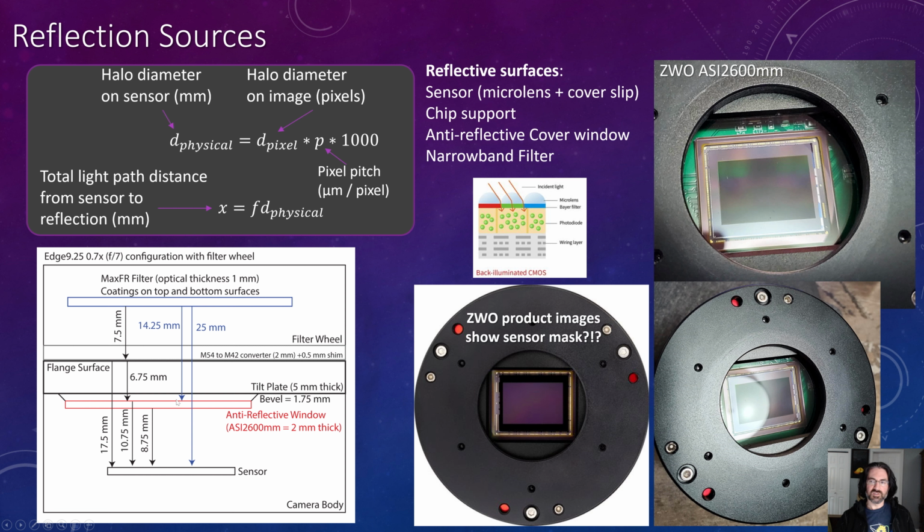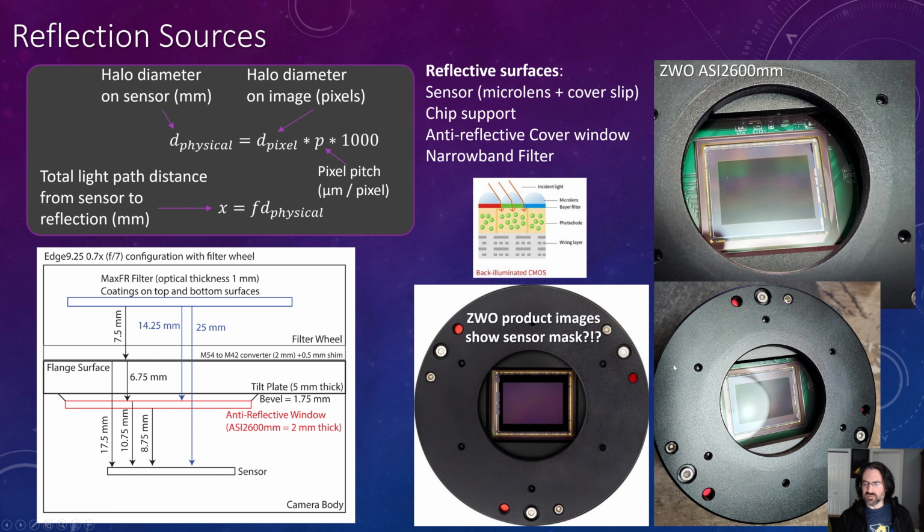As I went through this exercise, I started realizing that there are actually a lot of reflective surfaces in the sensors. You can see that there is a cover slip, or an anti-reflective window that protects the sensor. And then on the sensor itself, there is a cover slip in addition to the optics associated with the sensor itself. And you can see at different angles how reflective these may be.